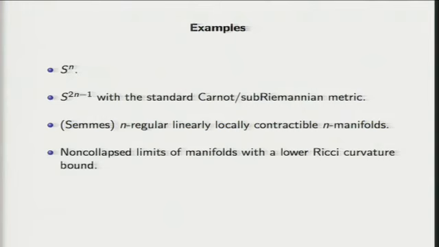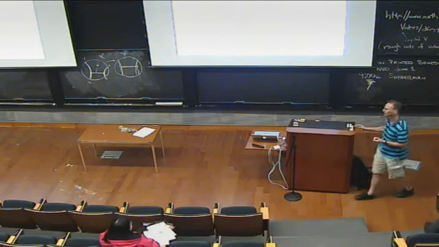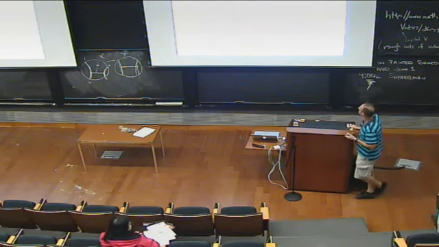If you like manifolds satisfying Ricci curvature bounds, then non-collapsed Ricci limits are Loewner. The Fuchsian buildings, so I alluded to that briefly before. And then there's a class of examples. The first one that I know of came from Laakso, but you can get many examples by taking limits of sequences of inverse systems of graphs. Again, I'm just not going to go into that for time reasons.